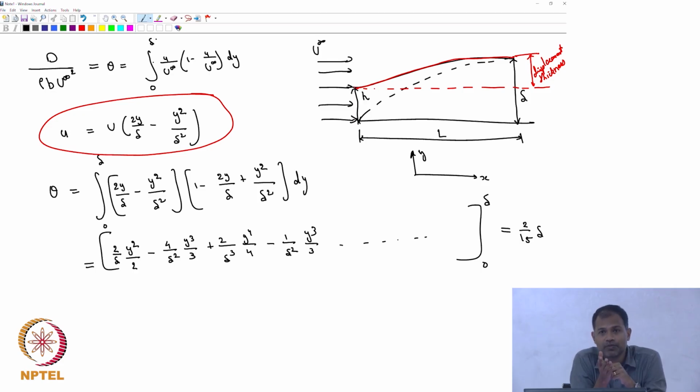And if you want to do turbulent, then you would not want to do parabolic, because you know that it is going to be a much flatter one. So it's basically better to assume something like y to the power of n, where n could be some number which gives you a much flatter profile.